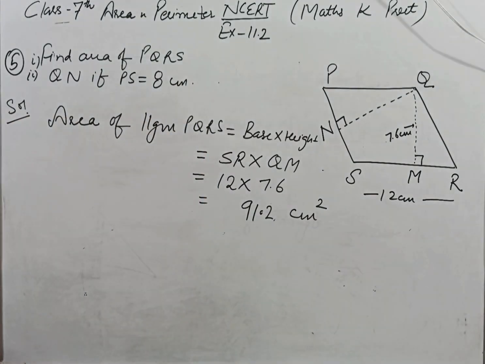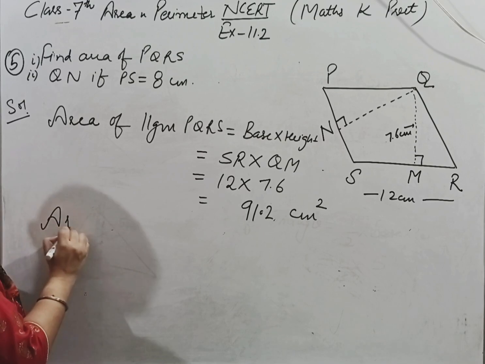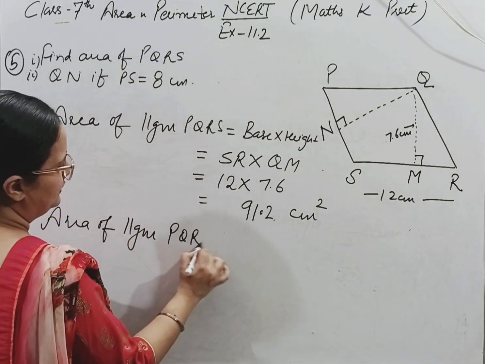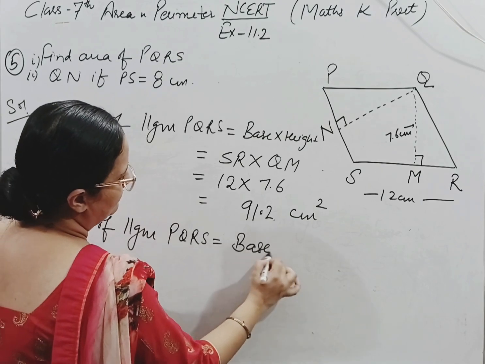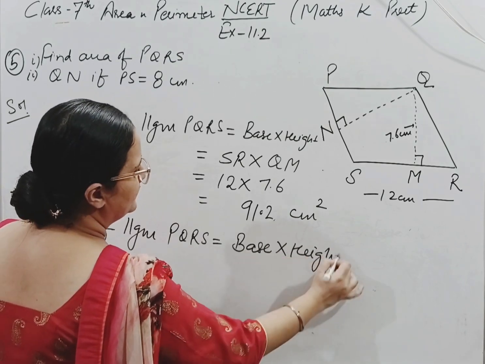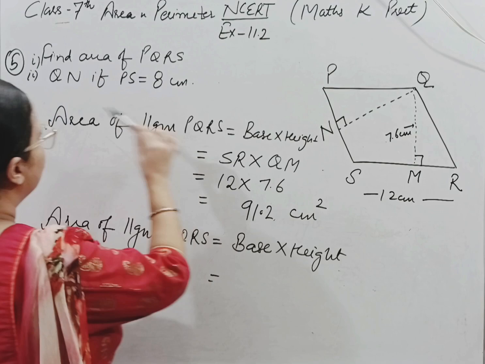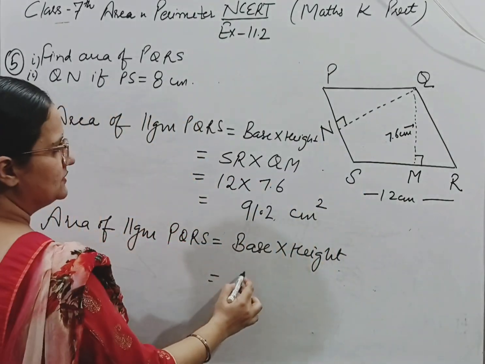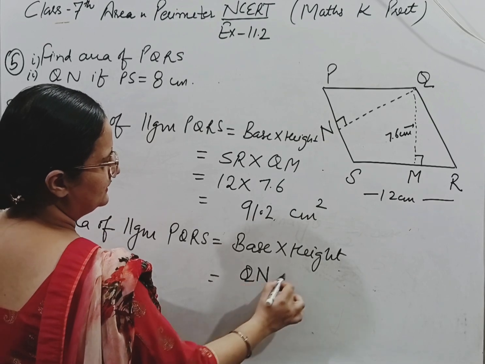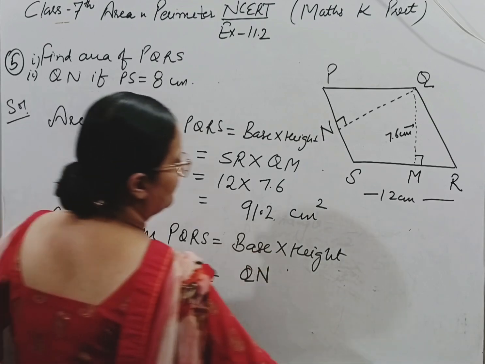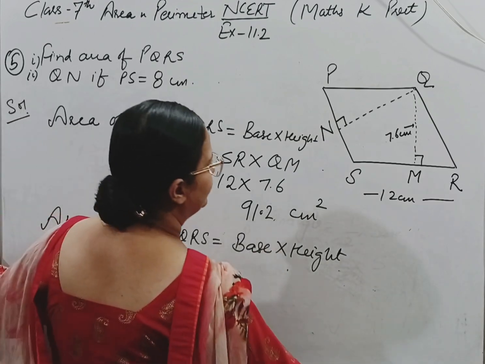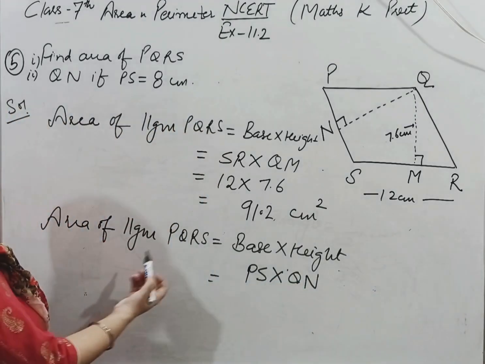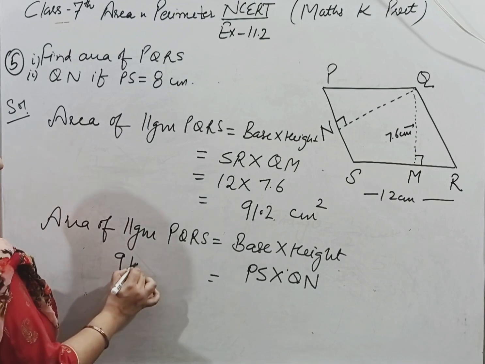So now we know the area of this parallelogram. Again we'll write the formula. Area of parallelogram PQRS is equal to base into height. Here we have to find QN. If QN is my height, the related base is PS. So QN is height here and base is PS. So I'll write PS into QN. Area we already know from part 1, so we can directly put the value here.